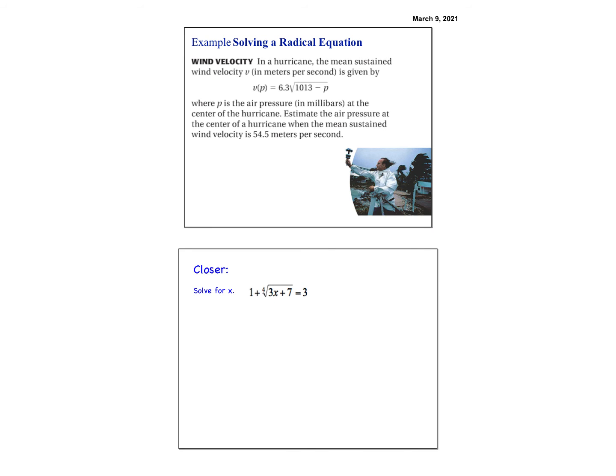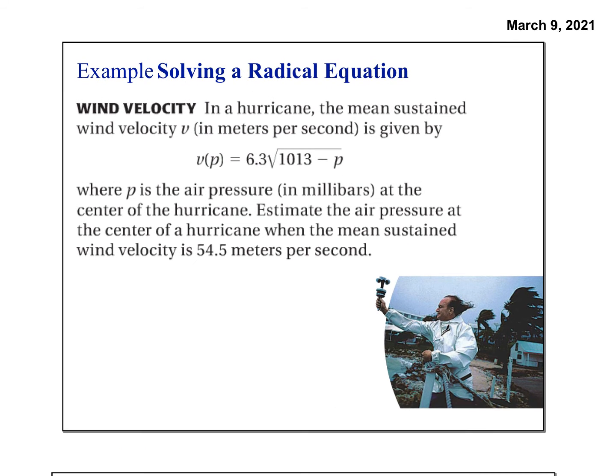So let's talk about solving radical equations when it comes to an application problem. So it says in a hurricane, the mean sustained wind velocity, which is just v, okay, is given by the following equation where P is the air pressure, in millibars at the center of a hurricane. Estimate the air pressure. So we don't know the air pressure, so we don't know P, but we do know that the wind velocity is 54.5. So that's what's going in right here.